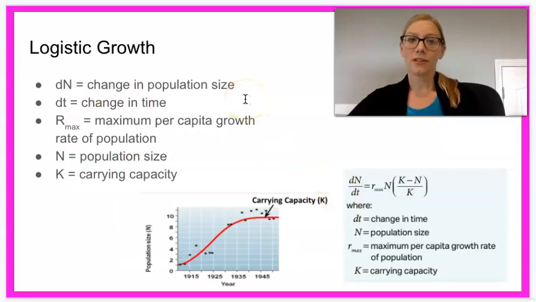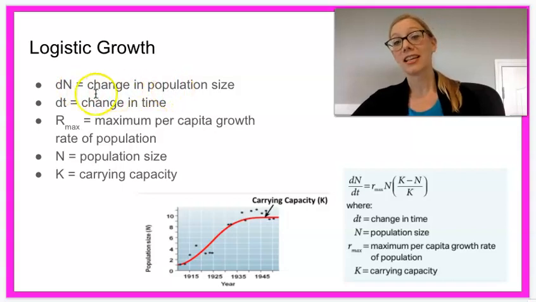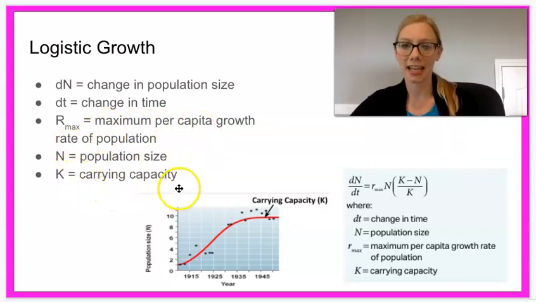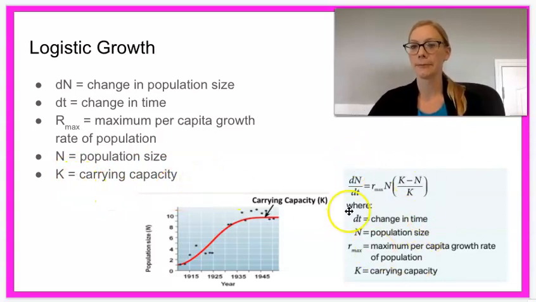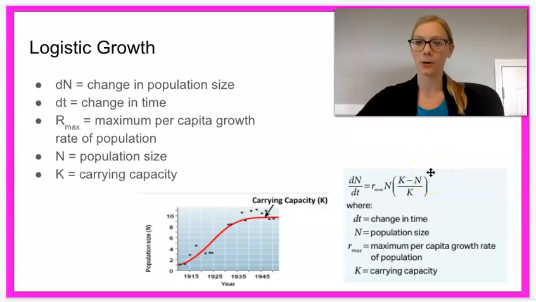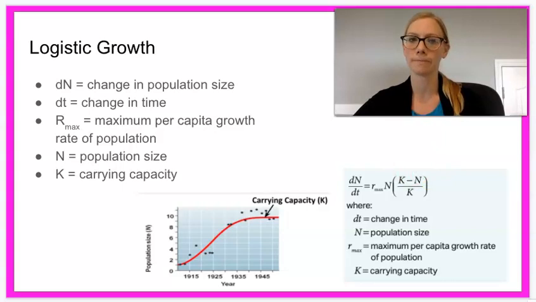What's our equation for logistic growth, right? dN is the change in the population size, dt is the change in time, Rmax is the maximum per capita growth rate of a population, N is population size, and K is carrying capacity. And here is how we put that into an equation, and again, we could use any of those variables and solve for any part of logistic growth.